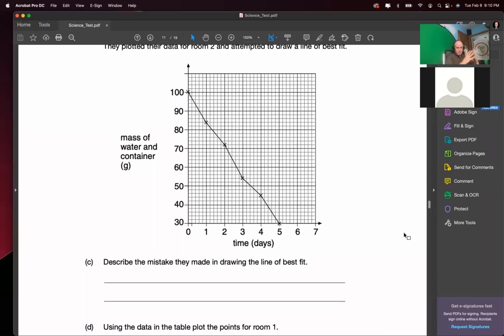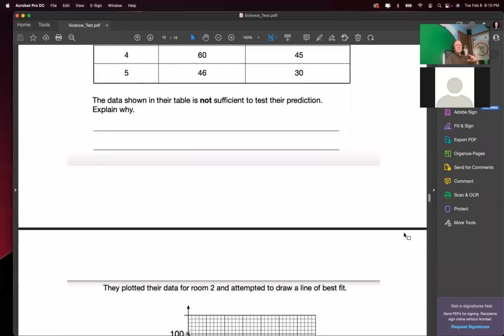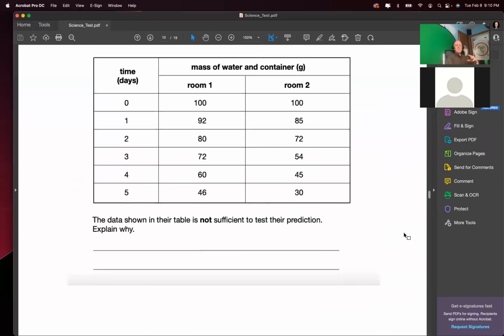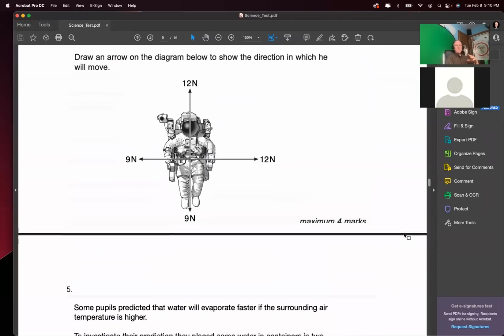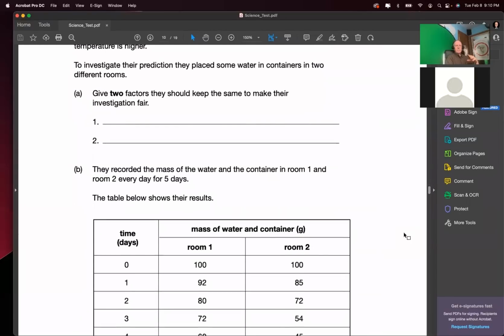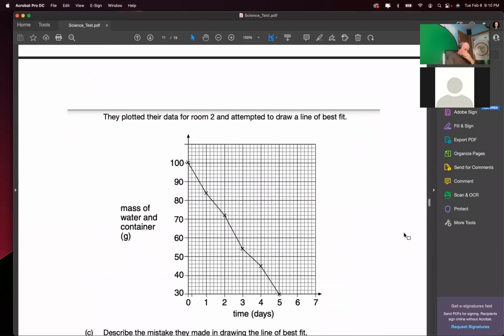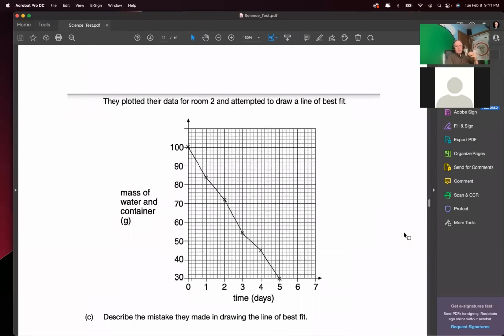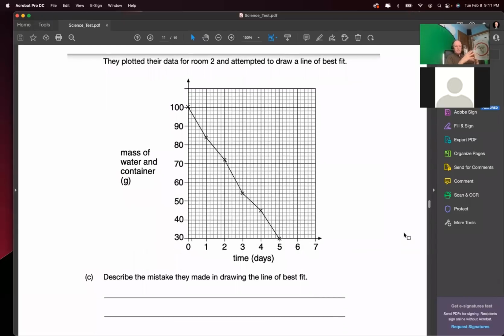Okay. Actually, mine is also in part B. They didn't mention the temperature of the rooms in the question at all, did they? I'm just curious. You mean in the proposal? I don't think so. Yeah, it doesn't look like they really say whether room 1 is hotter or cooler. I just wanted to check if they had said that anywhere. But okay, I didn't see it. Describe the mistake they made in drawing a line of best fit.